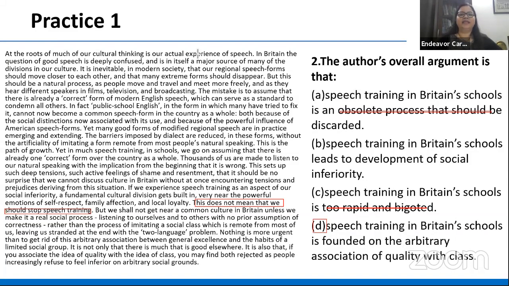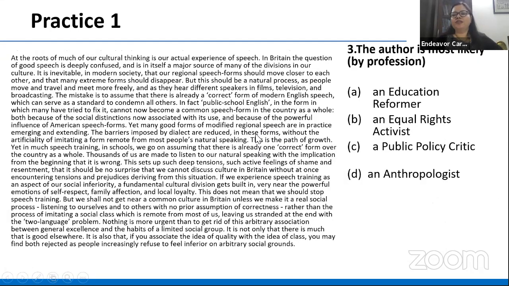Okay, let's look at the next one. Next, very easy question again, because we've already done this. The author is most likely by profession. Education reformer, looks like it, because the context is that of education and change in the way in which we teach speech to people, right? Equal rights activists, no. While it looks like there are classes involved, he uses the idea of class and all that, it's not really an equal rights activist. There is no activism here.